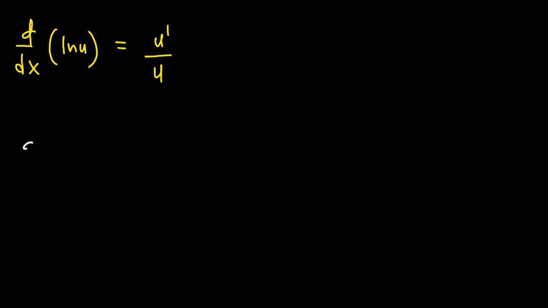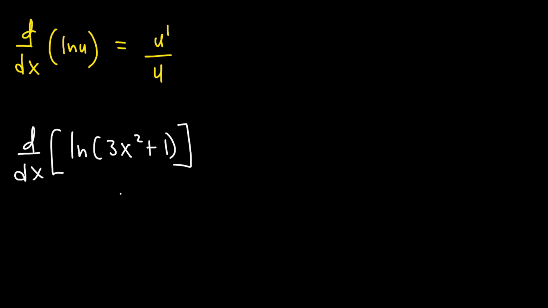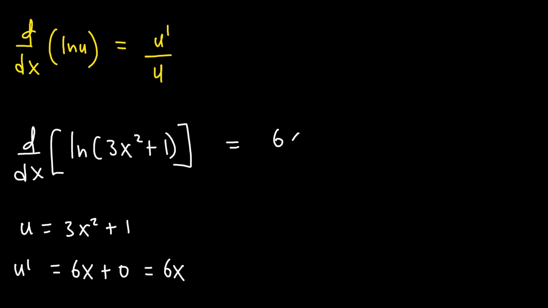Now you try out this: find the derivative of natural log of 3x to the power of 2 plus 1. In this case, we shall set u to be equal to 3x to the power of 2 plus 1, and if we differentiate this, u prime will be equal to the derivative of 3x to the power of 2, which is 6x, and then plus 0, and this will be equal to 6x. So this will be u prime, which is 6x, divided by u, which is 3x to the power of 2 plus 1.